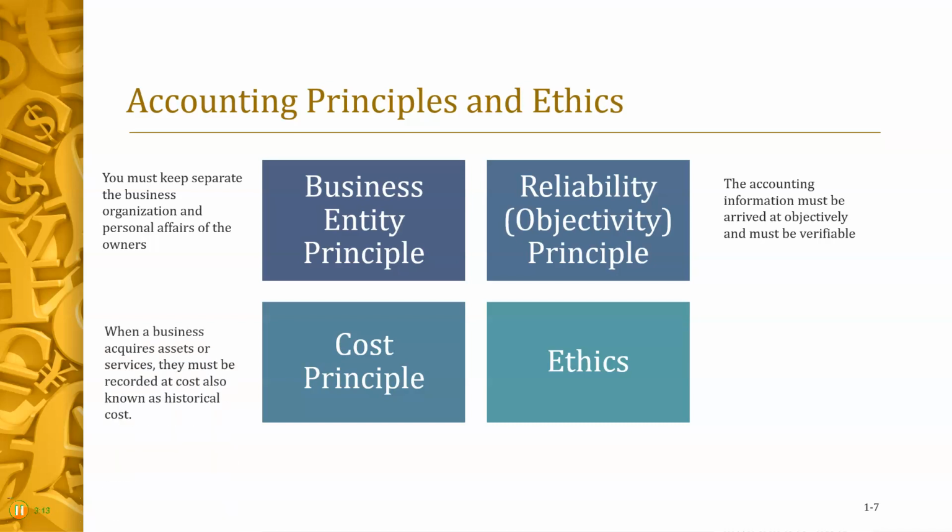Now, the cost principle, it says whenever we acquire something, all that matters is what we actually paid for it. It doesn't matter what the fair value does. If we got something that's worth $100 and we got it for 20, we have to record it at $20. That's the rule. And then the last is ethics. We want accountants to be trustworthy and to perform their duties based on high ethical standards. And this is what they try to do when they make you a CPA.